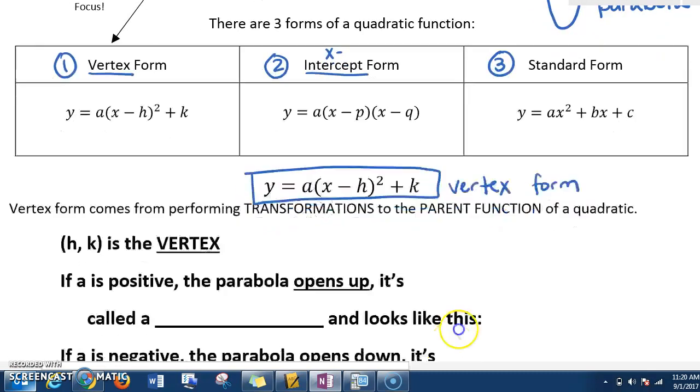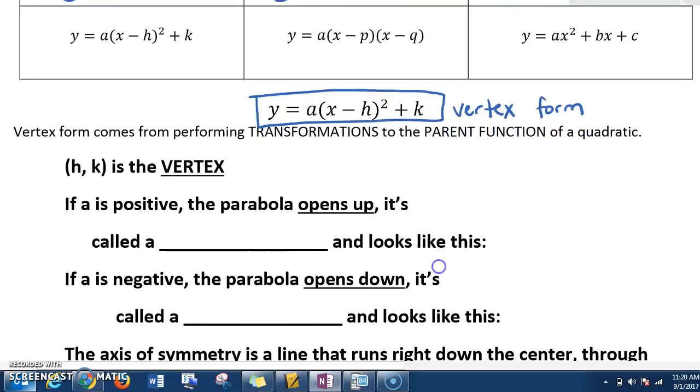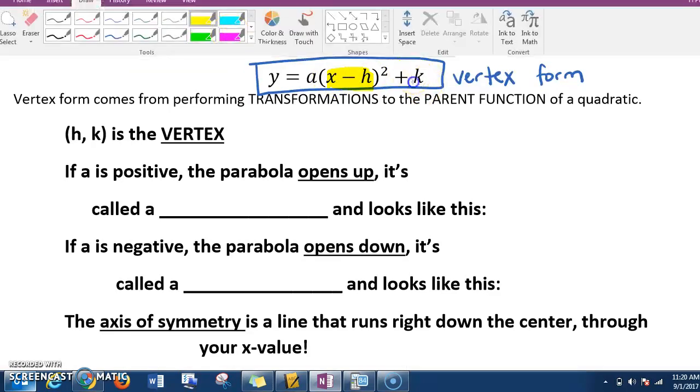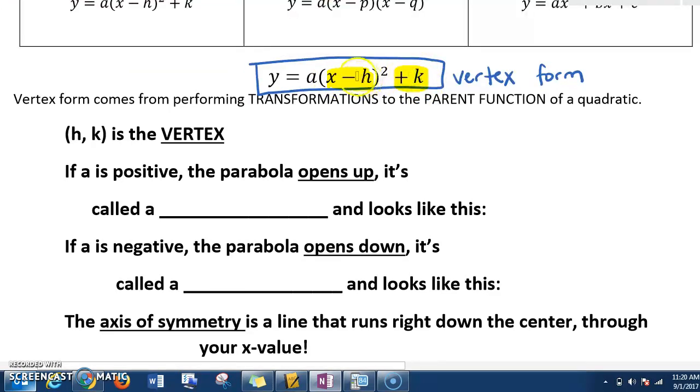All right, so when you have a function in vertex form, we can find the vertex by looking at what is inside with the x and what is outside with the y. Notice that here it's x minus h, but our vertex is h, and then it's positive k. So it's the opposite of what we are seeing with x. That will be the vertex.